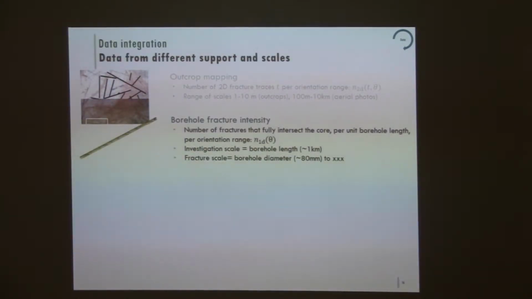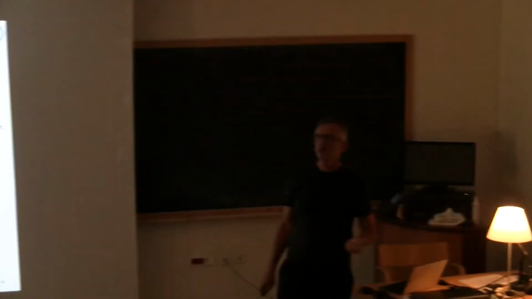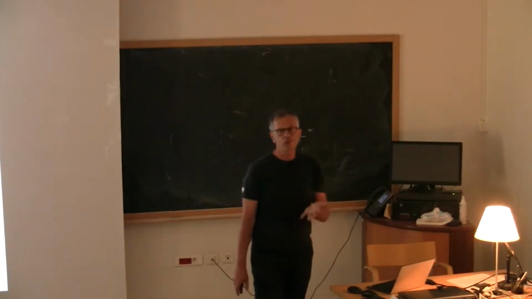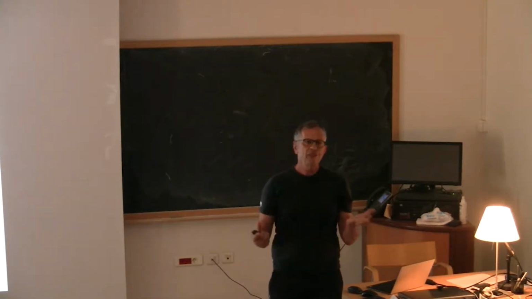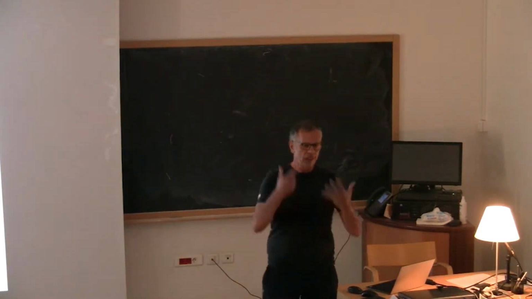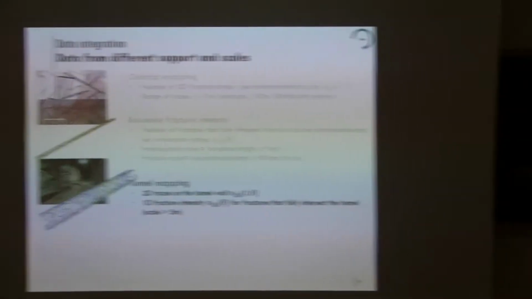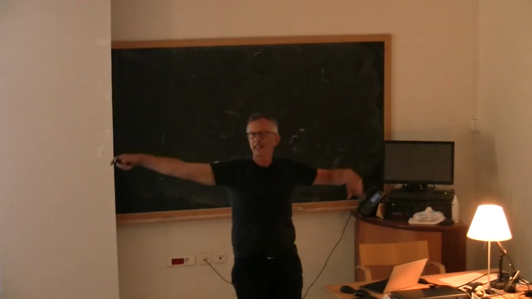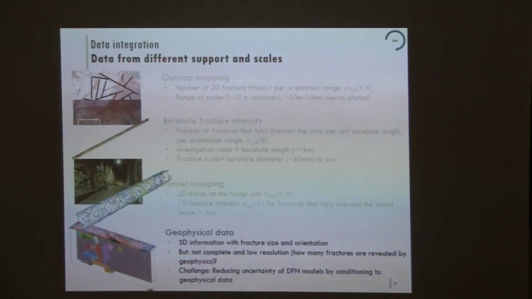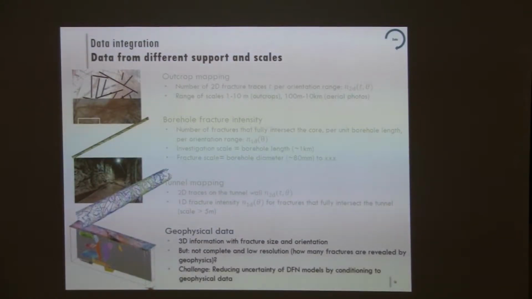You have borehole fracture intensity. So along a borehole, you can measure the number of fractures. This is why people say, I have 3 fractures per meter, which doesn't mean anything, because if your borehole is small or large, you will not have the same number, okay? You have tunnel mapping, and a tunnel is either an outcrop, if you look at the walls of the tunnel, or considered to be a borehole, if you look at large lengths, okay? And then you have also geophysical data.